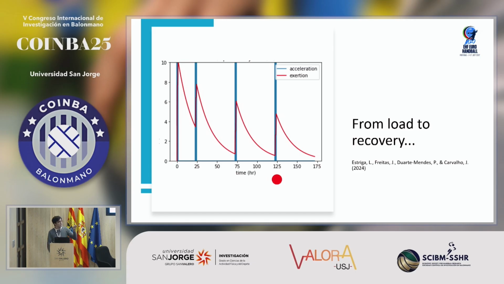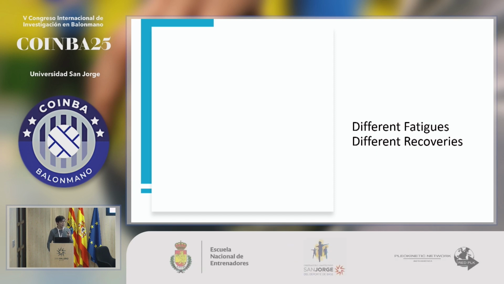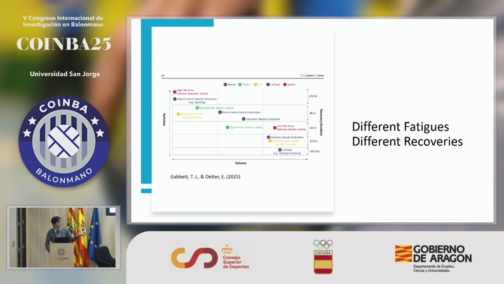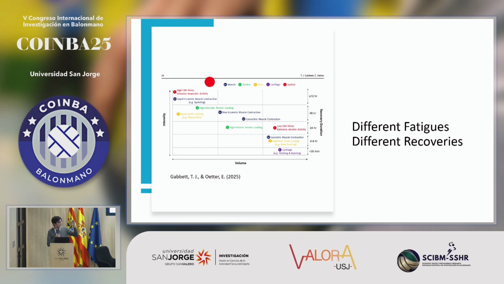But there is an issue with this model. That is different fatigues. We do not have only one fatigue. We know that fatigue is multifactorial, and what that means is every system works differently from one another. And we can see here that Gabbett did a wonderful job of illustrating how the body recovers depending on the type of system, the type of activity, the intensity, and the volume.